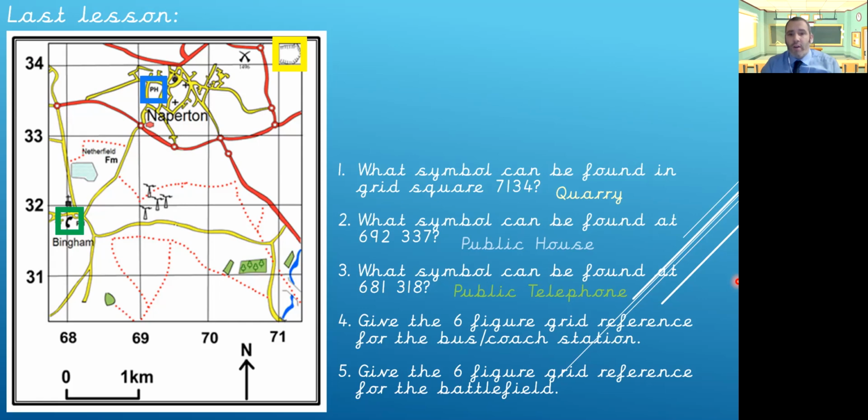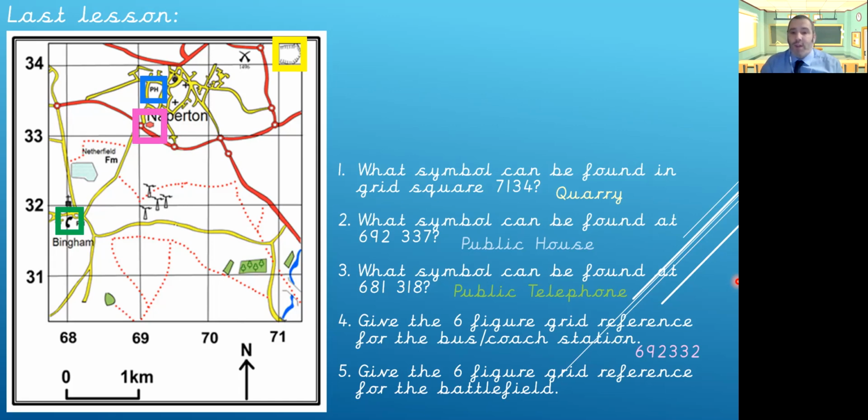The 6-figure grid reference for the bus and coach station. Now, this is not a well-known or obvious symbol. We've got this red dot here, so the reference for that is 692332. I will accept 691 or 693 and 331 or 333 as an answer. That would be near enough. Anything outside of that, I'm really sorry, I'm going to have to tell you that that one is wrong.